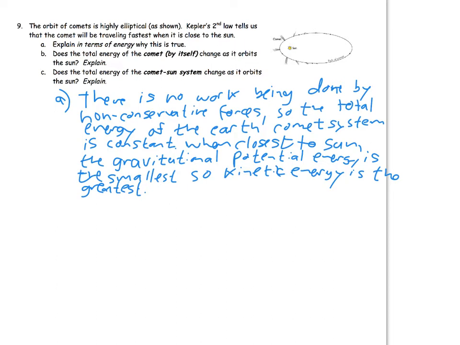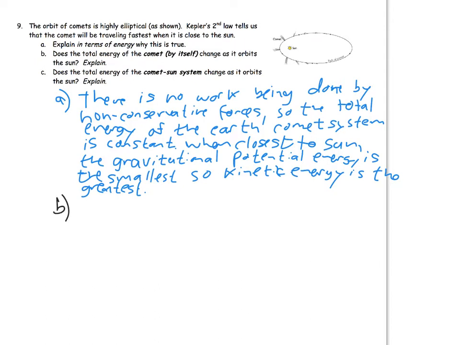So as it's undergoing this orbit, we have this transfer of energy between those two, from gravitational potential energy to kinetic and back. So when we're here closest to the sun, we have the smallest gravitational potential energy and therefore the most kinetic. As we go all the way out here to our furthest point, we have the greatest gravitational potential energy and therefore the smallest kinetic energy. And that kind of continues back and forth throughout this orbit.